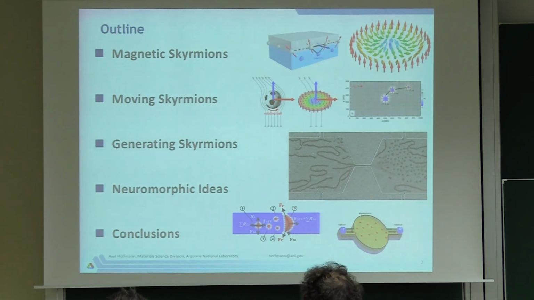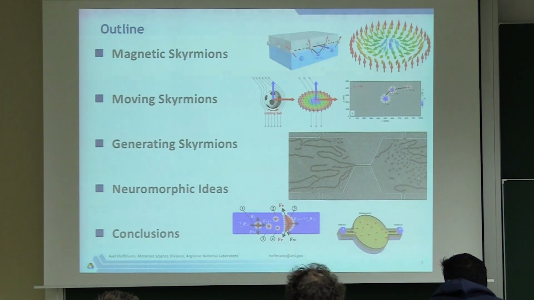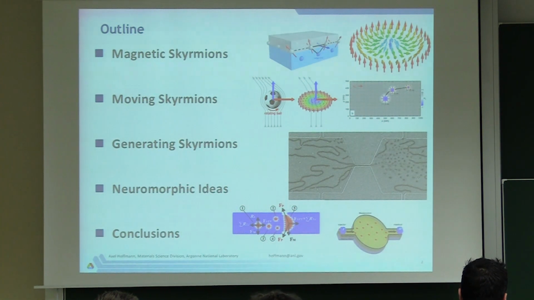Anyhow, first, since this is the first audience, I'll tell you a little bit about magnetic skyrmions, what they are. Then, since it's supposed to be tutorials, I'll tell you about some basic phenomena on how you can move them around, which is presumably what you want to do for many of these applications. I'll tell you how you can generate them in various ways. And then, as I said, in the end, I'll show you how this may relate to neuromorphic stuff, and we'll see.